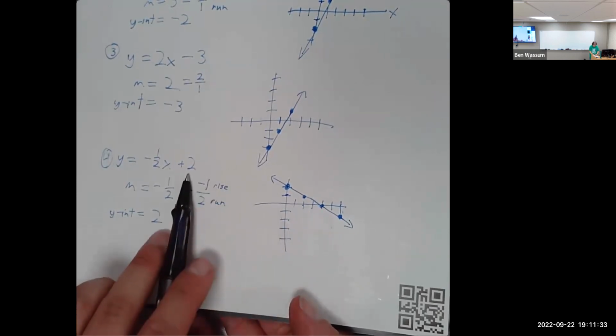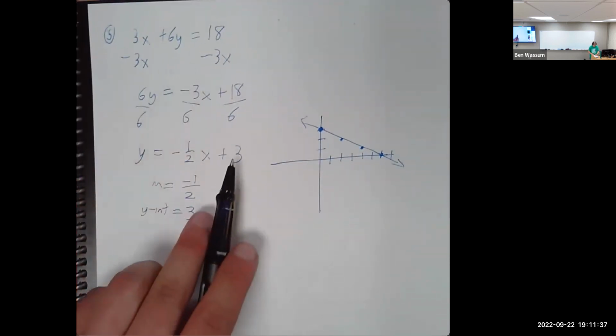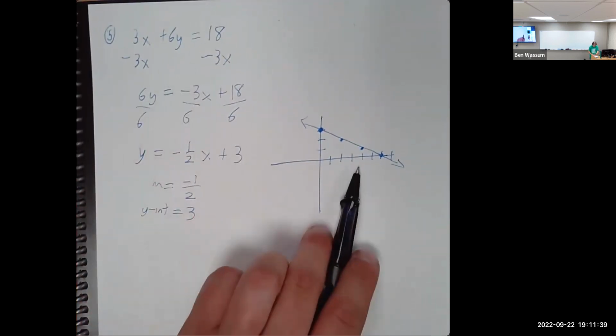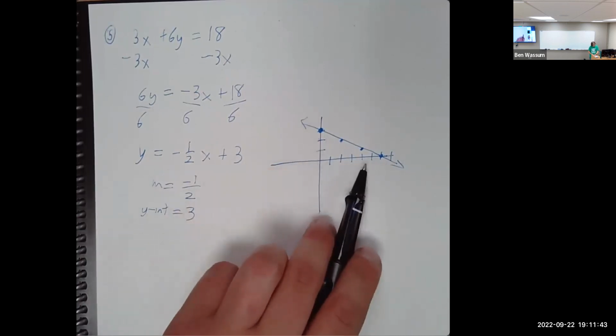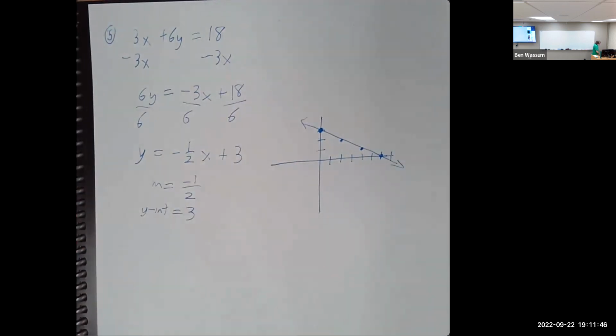So that plus 2 versus that plus 3 shifted it over twice because we went up 1. So the difference in the width is going to be 2 because that's our slope. That also means since they have the same slope, they would be parallel lines. They would run alongside of each other forever and never cross.